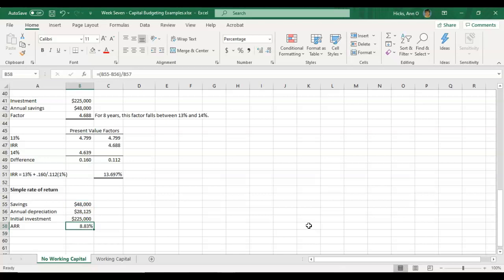The fallacy with this method is twofold. Number one is it does not focus on cash, which when you're looking at a cash outlay, really what you want to know is what cash am I generating from that. And secondly, it ignores the time value of money. And you can see we have a simple or accounting rate of return of 8.83%.